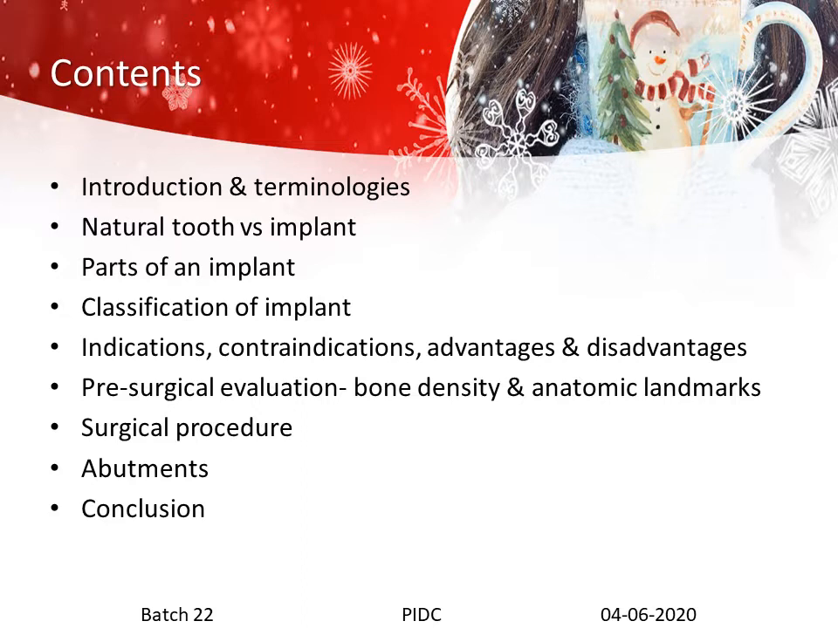Pre-surgical evaluation, which includes the bone density and the anatomic landmarks. And then we will be speaking about the surgical procedure. There are two surgical procedures, so we'll be mainly concentrating on the two-stage surgical procedure here, and then we'll be speaking a little about abutments, and then we'll finish it with conclusion.